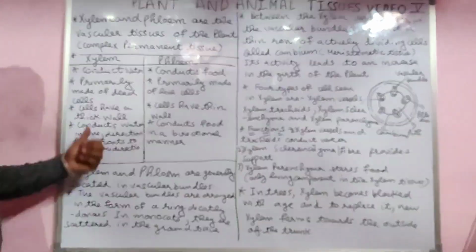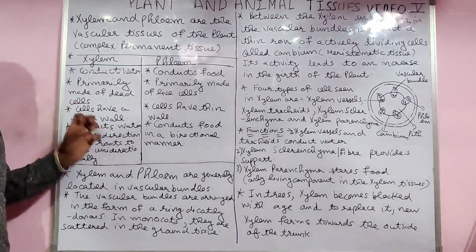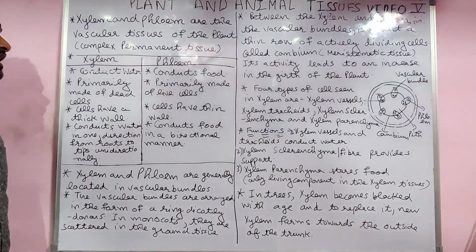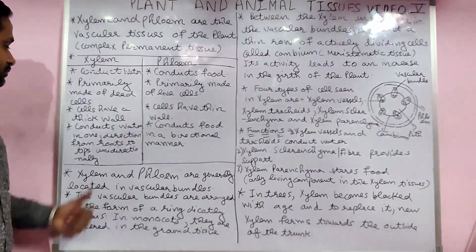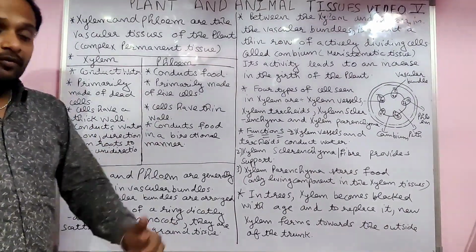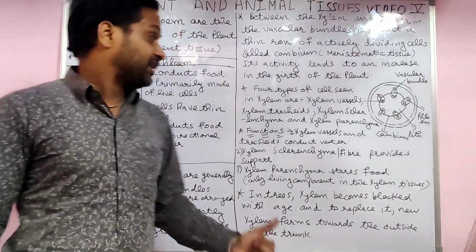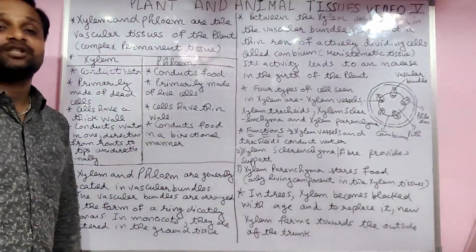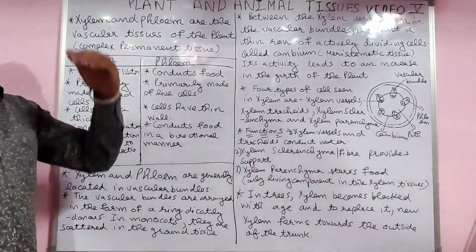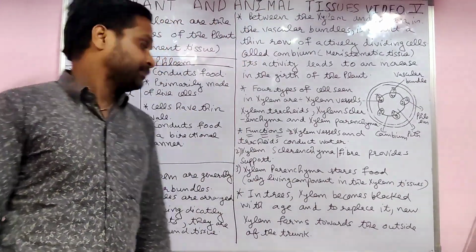Xylem cells have a thick wall. But phloem cells have a thin wall. Now, xylem conducts water in one direction only, from the roots upward only. Unidirectional only. But in the case of phloem, it is bidirectional, from top to bottom and bottom to top. Yes, students.